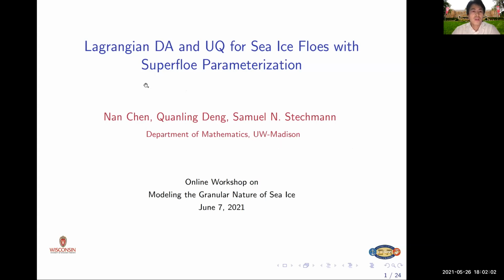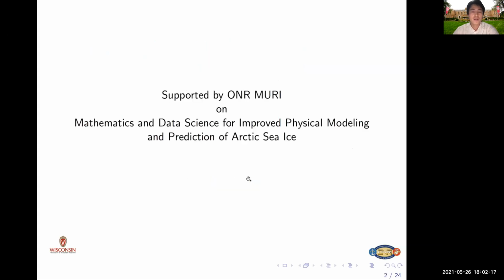Today I will be talking to you about Lagrangian data assimilation and UQ work on sea ice floe flows with superfloe parameterization. This is a joint work with Lan Chen and Sam Stechmann from UW Medicine. This work was supported by the ONR MURI project on the topic of mathematics and data science for improved physical modeling and prediction of Arctic sea ice.